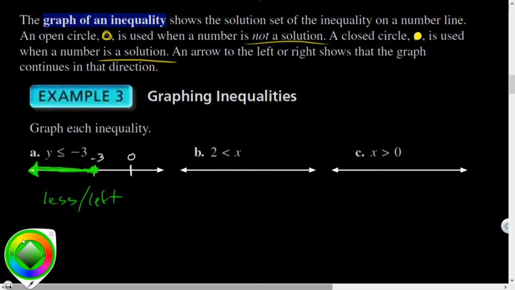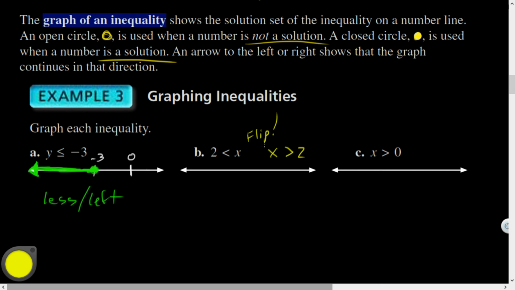All right, how about this one? I'm gonna rewrite this one. If 2 is less than x, I'm gonna rewrite that as x is greater than 2. I'm gonna write flip, bam! Right, so if I flip it over, notice that I also have to flip the inequality. You guys spot that? That makes sense. Right, 2 is less than x, that means x was the bigger thing, so x is bigger than 2.